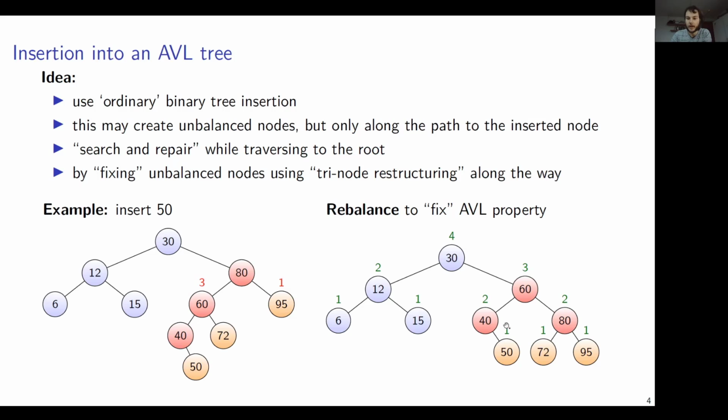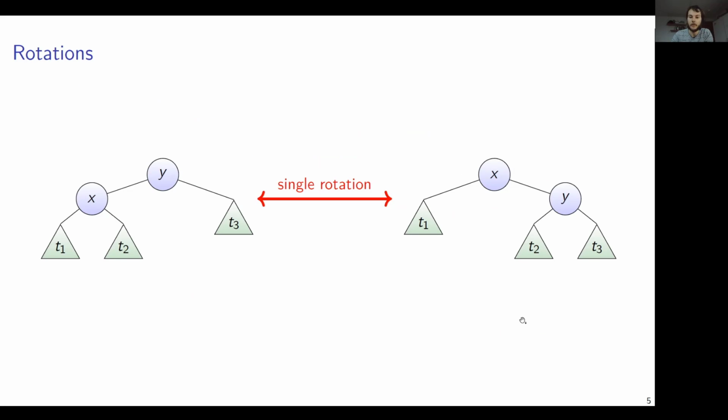This looked a bit like magic, how we restructured this. So let's have a look at these restructurings. The building block of such a restructuring is a rotation. Here you see a single rotation. What happens here is that we basically change the order of x and y. So y is here the highest in the tree, and we want to replace this by x. So what we do is we put x here.